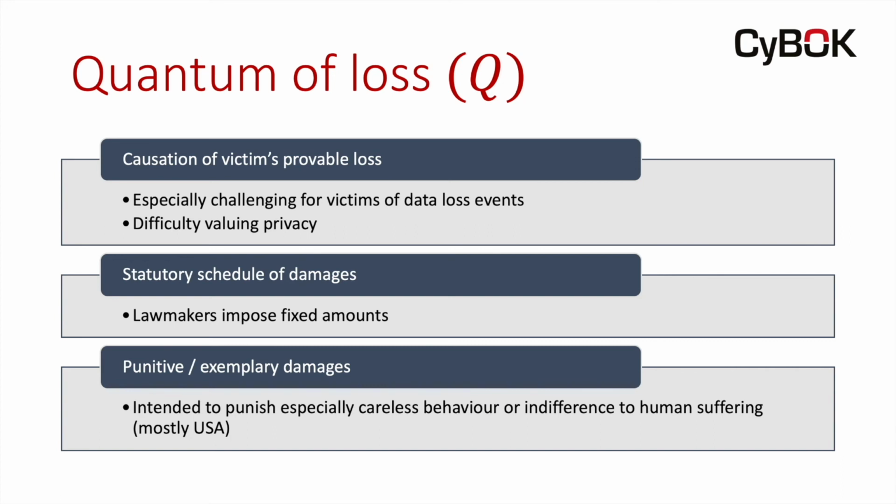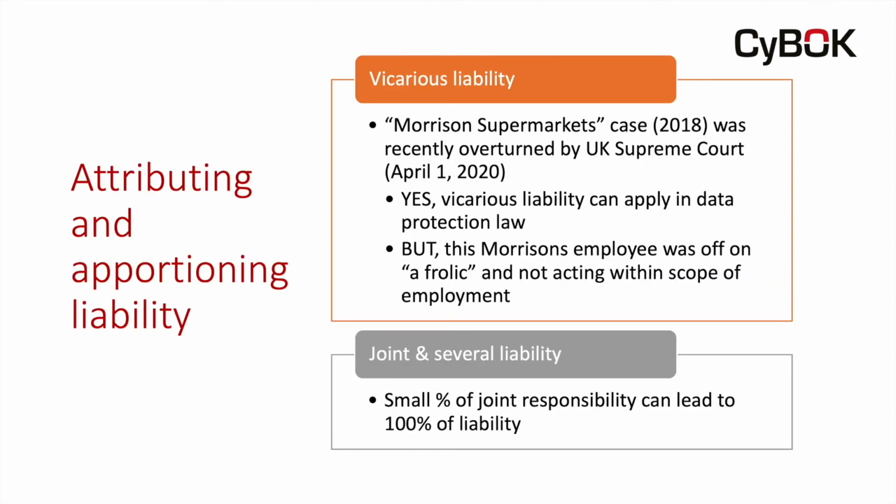Also, if you're going to be in contact with the U.S. legal system, you must take care to remember about the possibility for punitive or exemplary damages. These are special damage awards designed specifically to punish, let's say, especially careless behavior or sometimes indifference to human suffering. And those types of awards can be many, many multiples of the underlying award for quantum of loss.